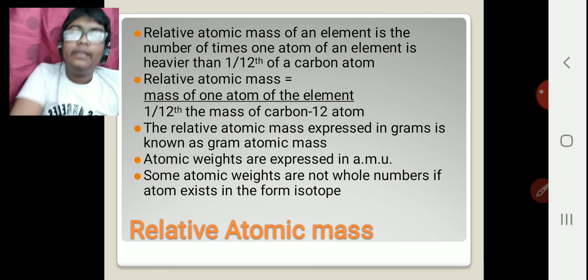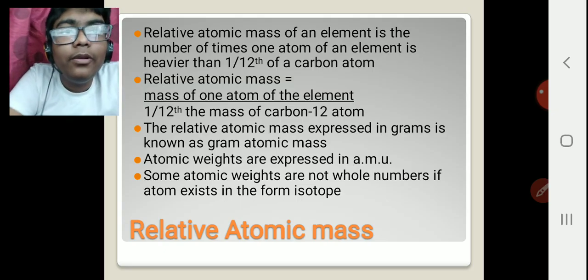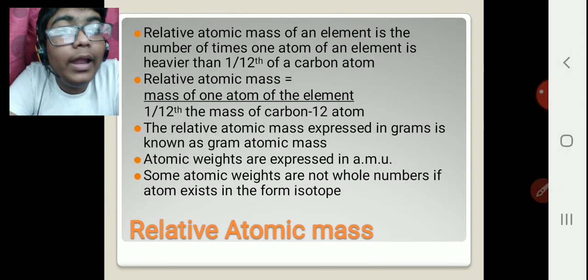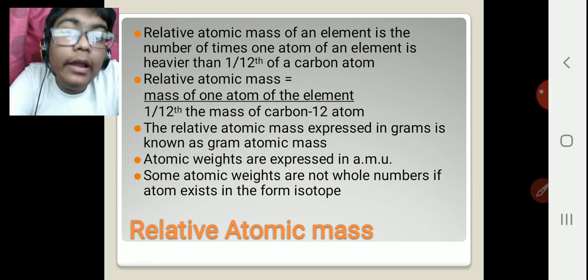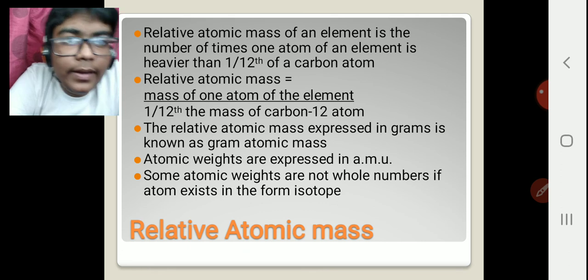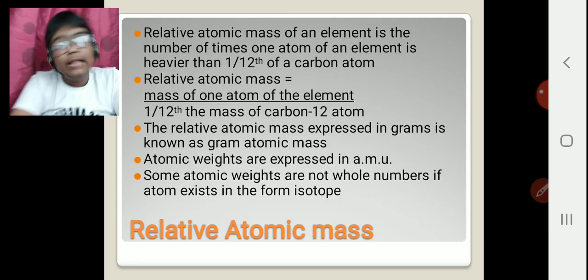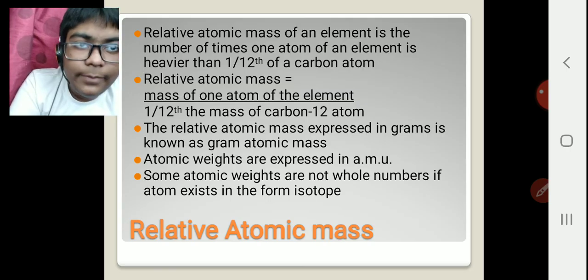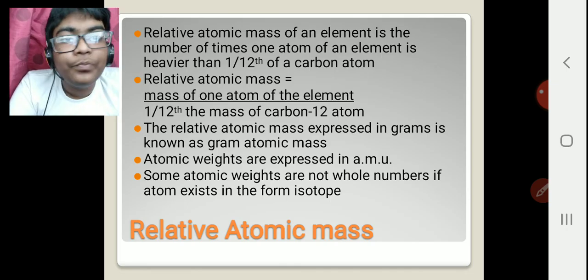Relative atomic mass of an element is the number of times that one atom of that element is heavier than 1/12 of the carbon atom. You can write it as the mass of an atom of that element upon 1/12 of the mass of the carbon 12 atom. Relative atomic mass, if expressed in grams, is known as gram atomic mass. It is also expressed in AMU, that is atomic mass unit.